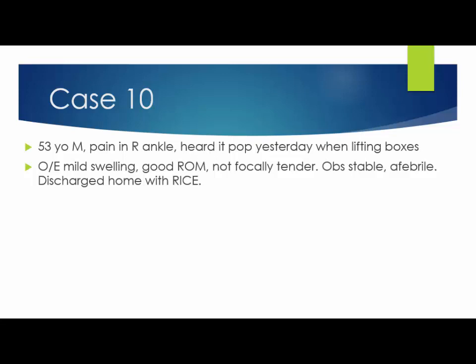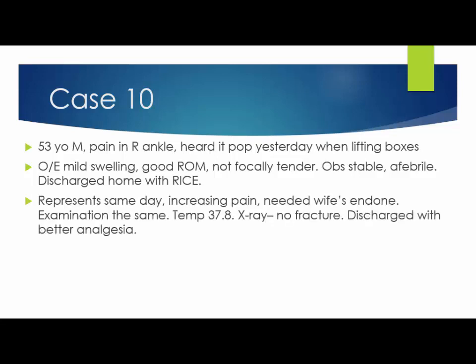Obs were stable, he was afebrile, he was treated appropriately and discharged home with RICE and treated as a strain essentially. Came back the same day though, needing his wife's Endone, pain's not very well controlled, but examination was essentially unchanged. Low grade temperature now, 37.8. They did an x-ray just to make sure, didn't have a fracture. Sent him home with some better analgesia so he stopped pinching his wife's Endone and hope for the best.